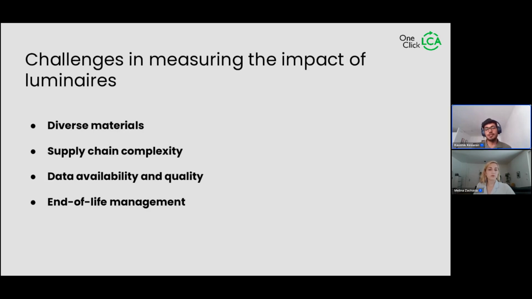Now, coming to the challenges in measuring the impact, it's often that luminaires have such a diverse set of materials in them, right from, like we saw in the earlier slide, metals, plastics, and electronics, that the supply chain itself becomes a bit convoluted. There are so many different suppliers from different parts of the world with different carbon footprints, and it's sometimes a bit messy, to be honest. So I think data availability becomes a problem as well, because data collection is often one of the more important parts of the EPD generation and one of the most time consuming.